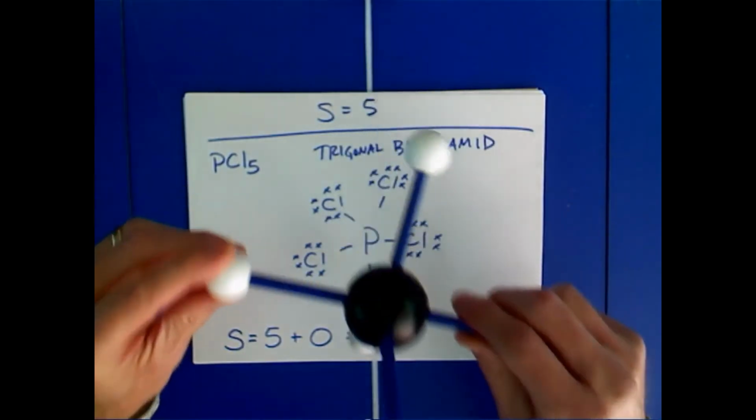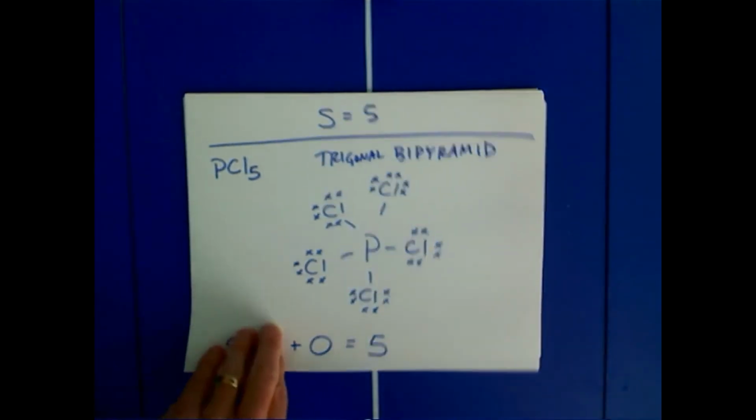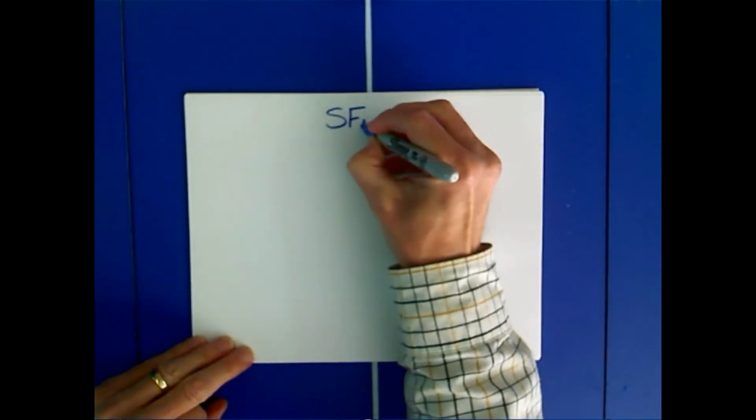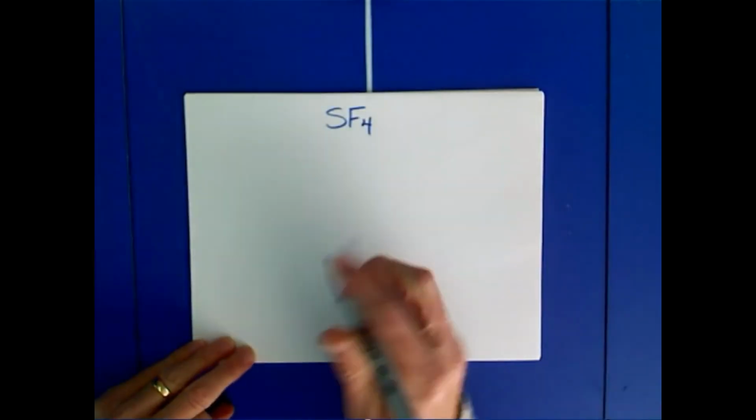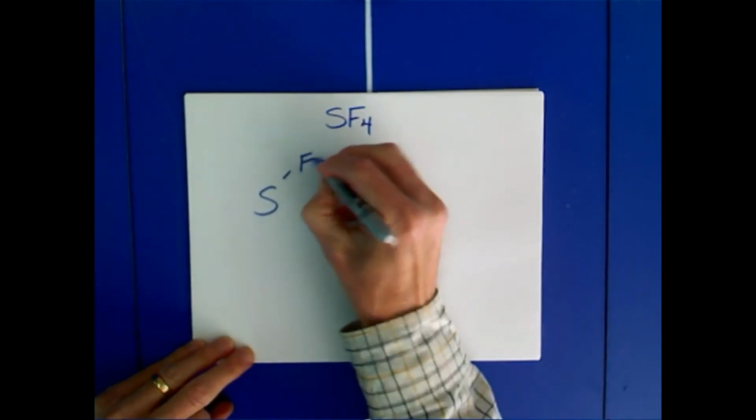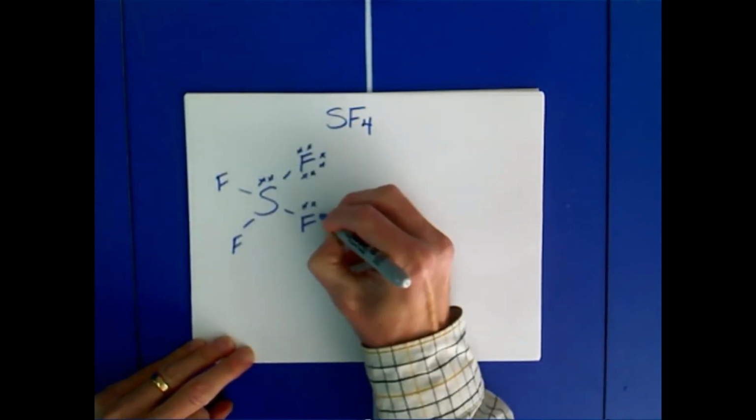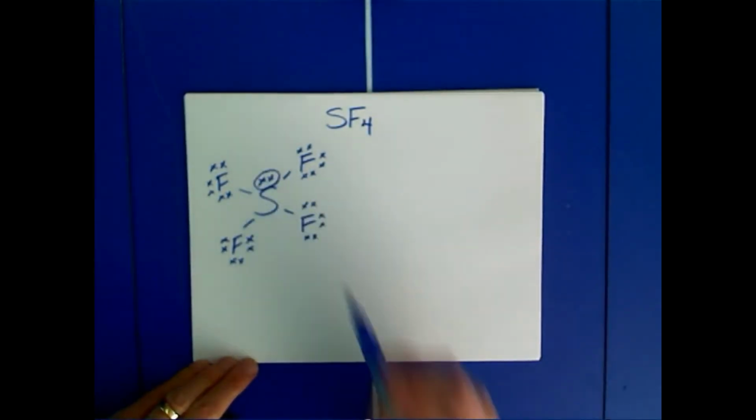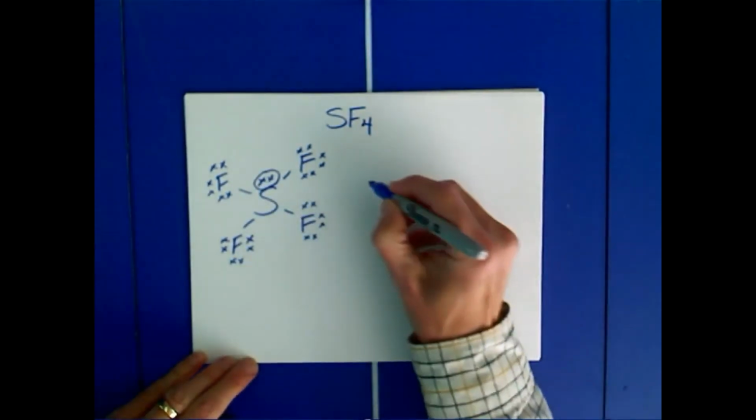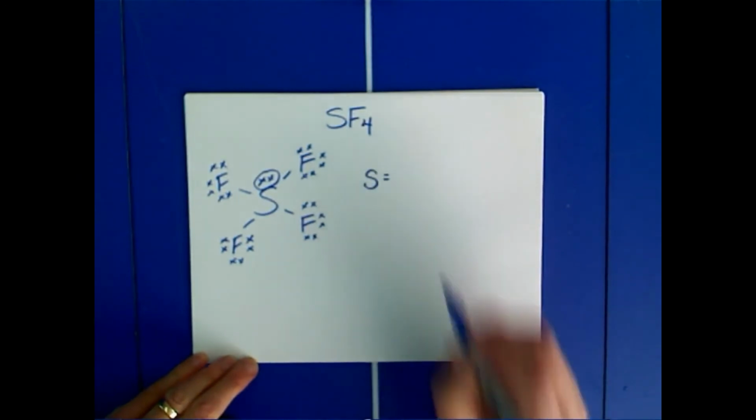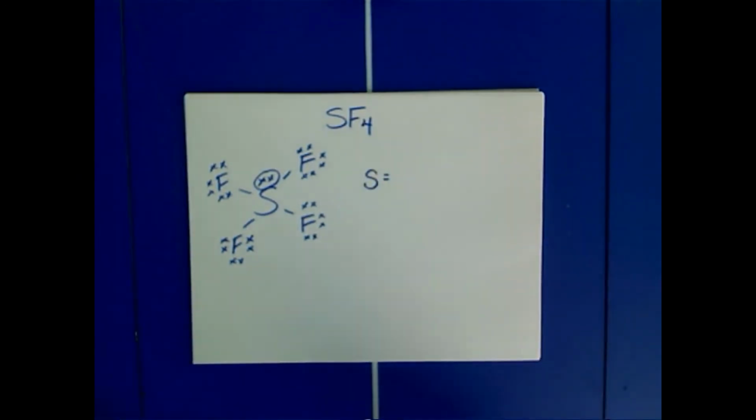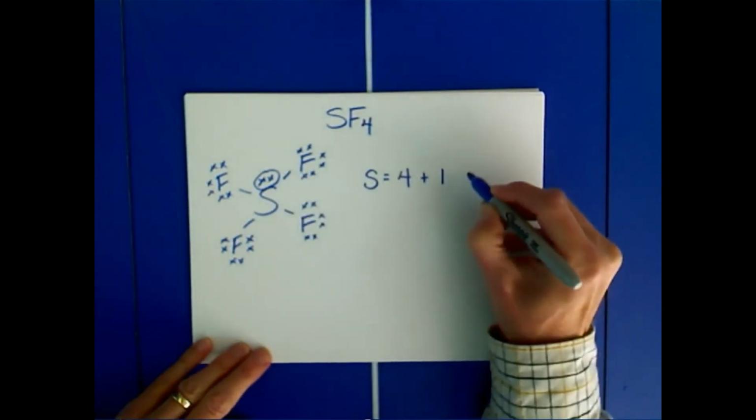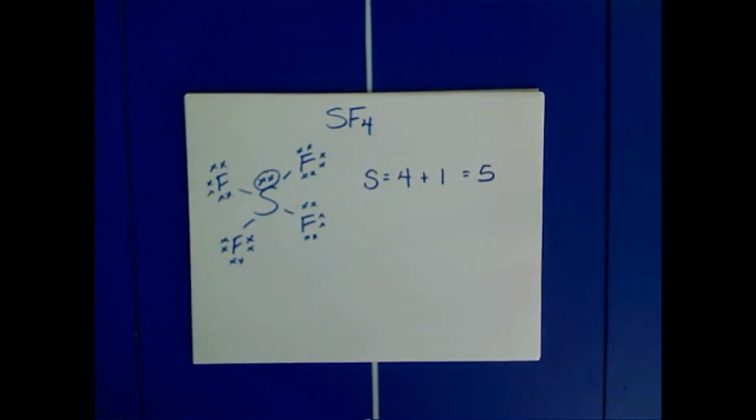Well, there's some other cases where the steric number equals 5. Let's look at, for example, sulfur tetrafluoride. The Lewis structure for this substance looks like this, where we recognize there's a lone pair on the central sulfur. If we were going to calculate the steric number for this particular molecule, we'd have 4 atoms attached and 1 lone pair for a steric number of 5.